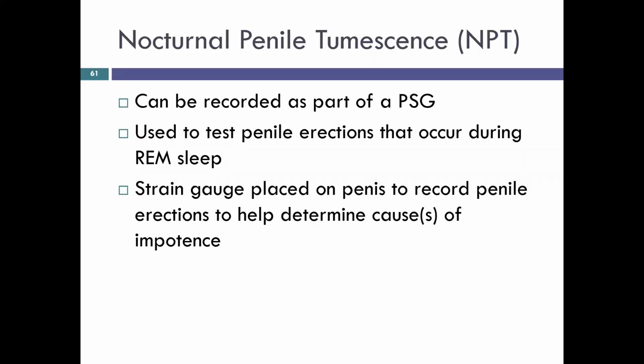Impotence in men. So just like how we put these little belts around our chest and our abdomen, it picks up the strain, we put little strain gauges on the penis to test for whether or not nocturnal erections were happening, to see whether or not the impotence was psychological or physical. We do not do this anymore. It's still something that might be asked.